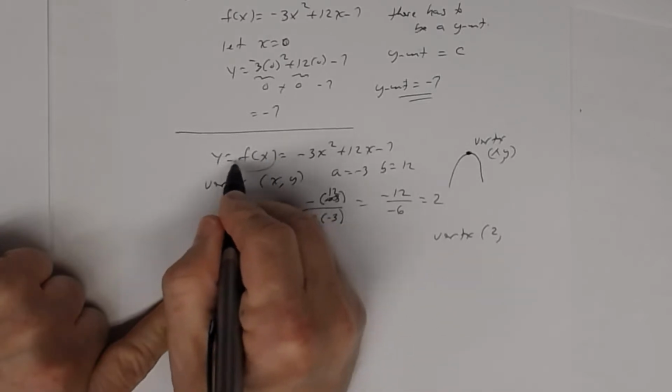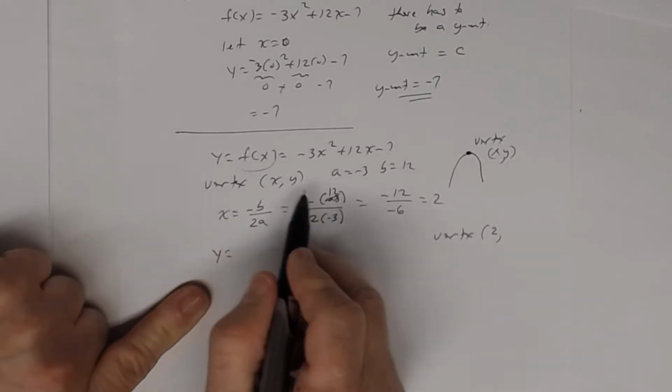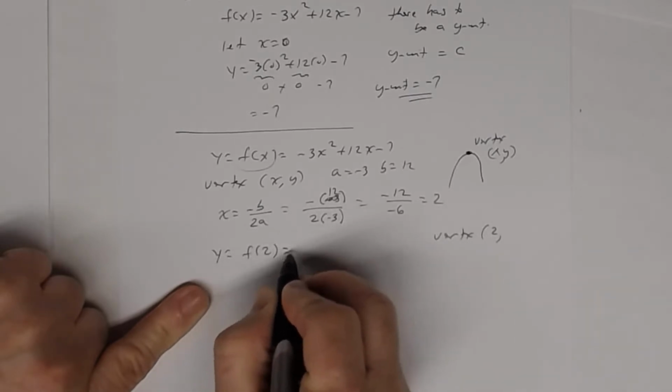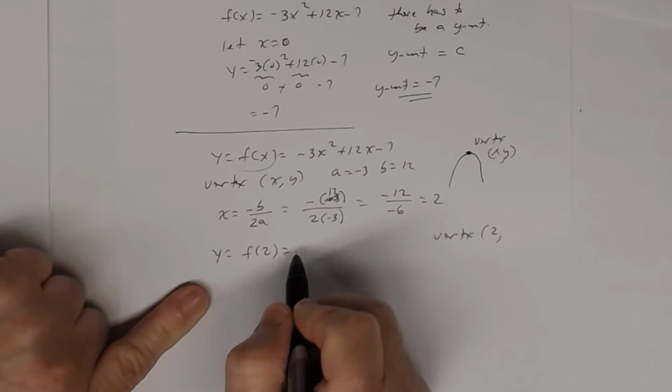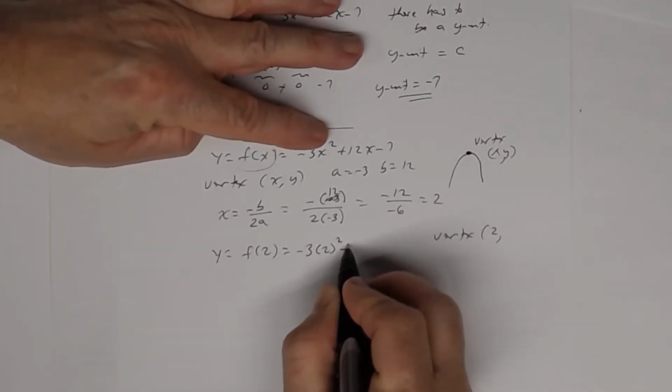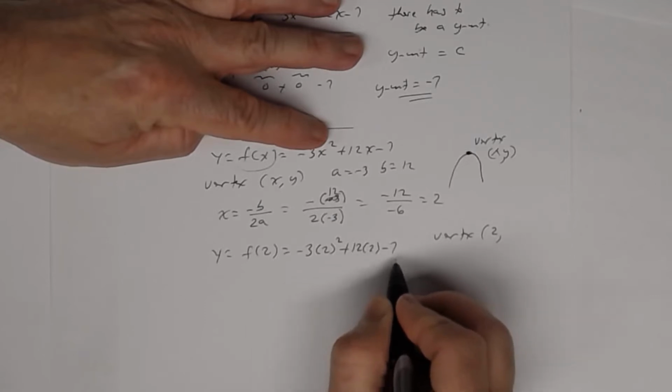To find the y-coordinate, remember this is y, right? To find the y-coordinate, I find f of x, and x in this case is 2. So I find f of 2. Wherever we see the variable x, I'm going to substitute 2. So I get negative 3 times 2 squared plus 12 times 2 minus 7.